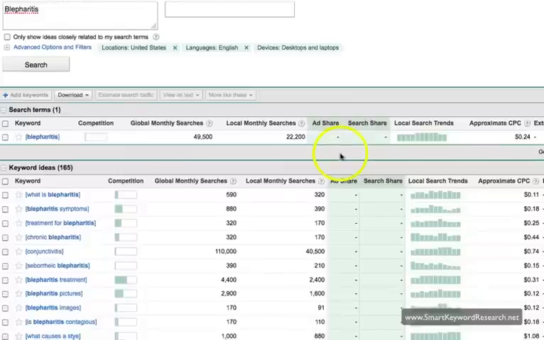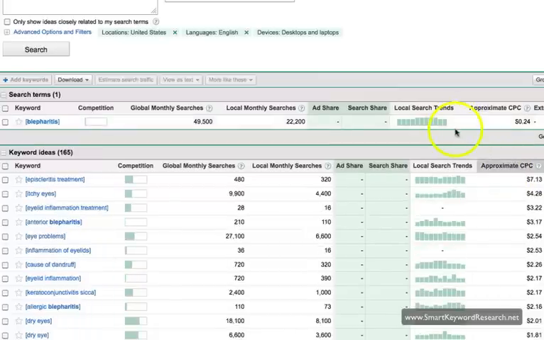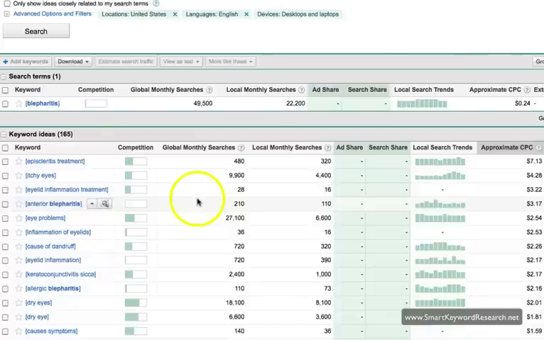Anyway, let's just go ahead and sort these searches by the approximate cost per click. You can sort your results in any manner you like, but I'm going to go ahead and sort by the approximate cost per click. And just take a look at what we have.